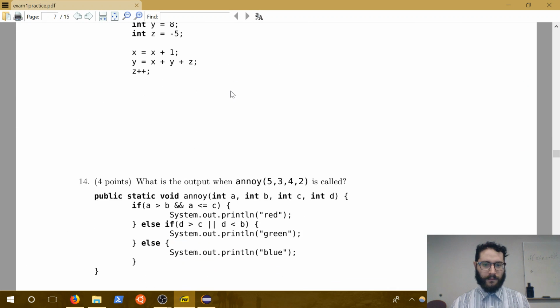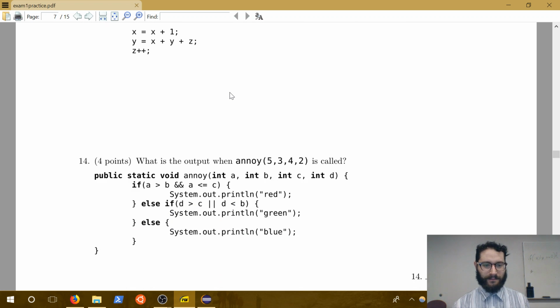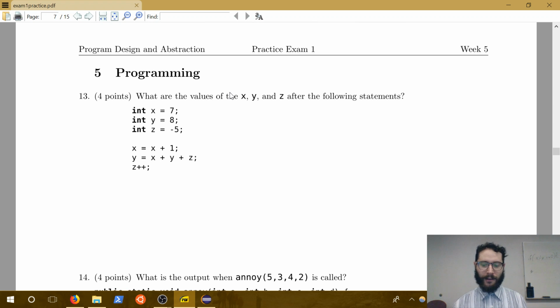So here's one. What are the values of x, y, and z after the following statements? There are a lot of questions like this where I ask you to trace the code and figure out the variables. X is 7, y is 8, z is negative 5.